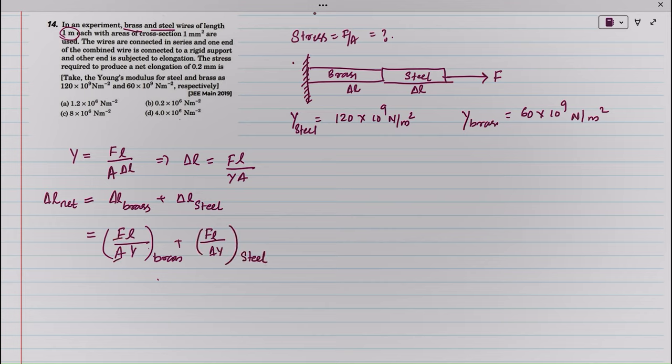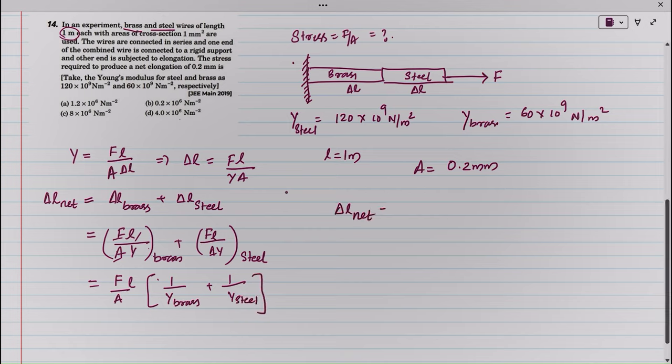Since the force, area and length are equal, we take them outside: force per unit area and length. Length is 1 meter, that is, L is equal to 1 meter for each. Then we have 1 by Y of brass plus 1 by Y of steel, that is, 1 by 120 × 10⁹ plus 1 by 60 × 10⁹.